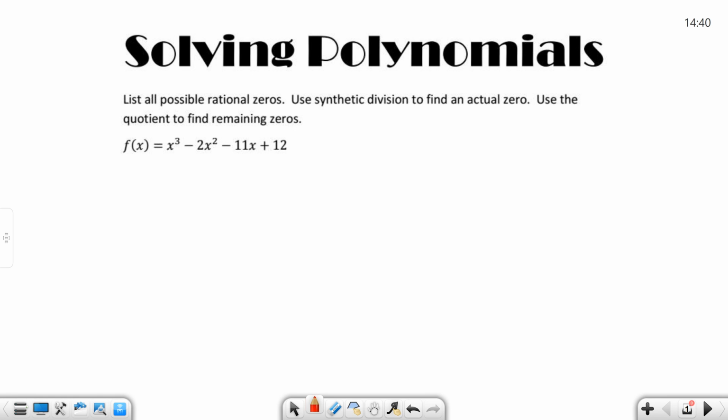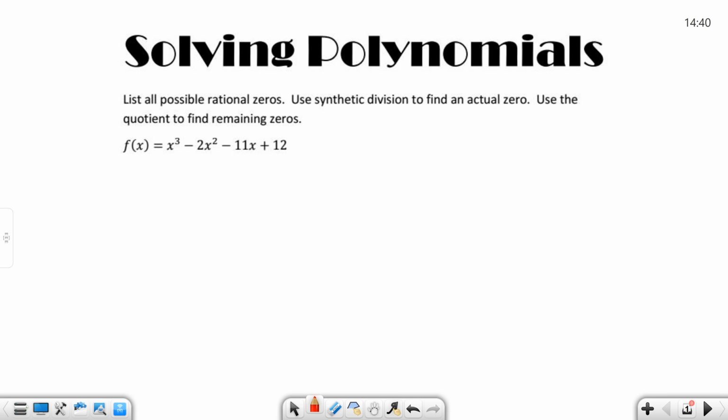Solving polynomials, right? Here we're going to list all possible rational zeros from our rational zero theorem. We're going to use synthetic division to find an actual zero using our factor theorem and remainder theorem together. And then we're going to use the remaining quotient to find the remaining zeros, and depending on what power that is, depends on how we may have to do that one.